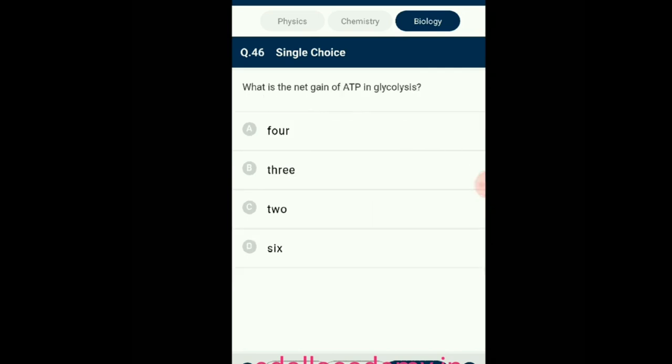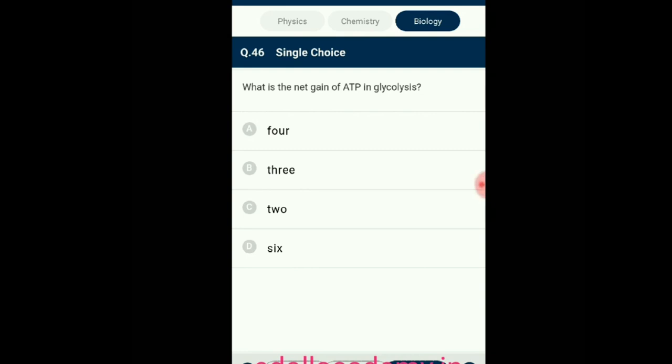Question number 46. What is the net gain of ATP in glycolysis? Glycolysis produces 4 ATP as a gross gain as a compensation for the used ATP. 2 ATP are consumed in the preparatory phase of glycolysis.